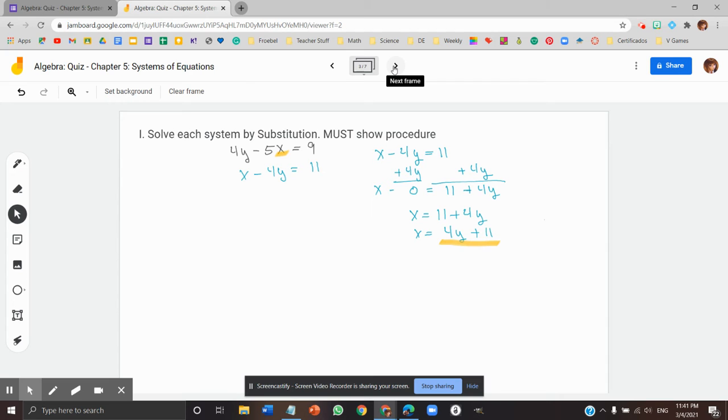So in my first equation, I have, oh, sorry, I stuck with the highlighter. Let me take the other one. There we go.